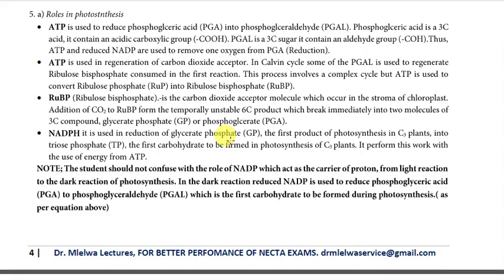That's the reduction. And the second role of ATP in photosynthesis is that it is used in the regeneration of carbon dioxide acceptor. In the carbon cycle, some of the PGAL is used to regenerate or convert ribulose phosphate into ribulose biphosphate. That means phosphate is taken from ATP and it's added to the ribulose phosphate to make ribulose biphosphate.